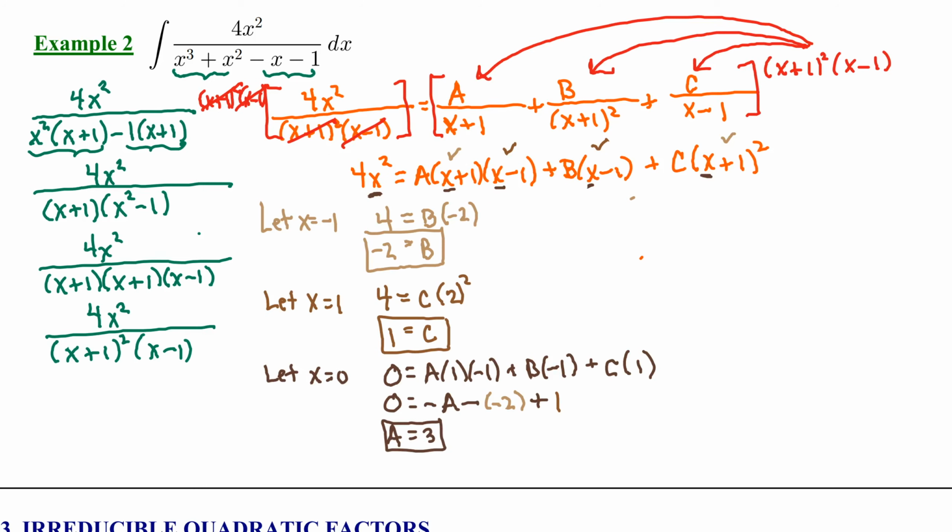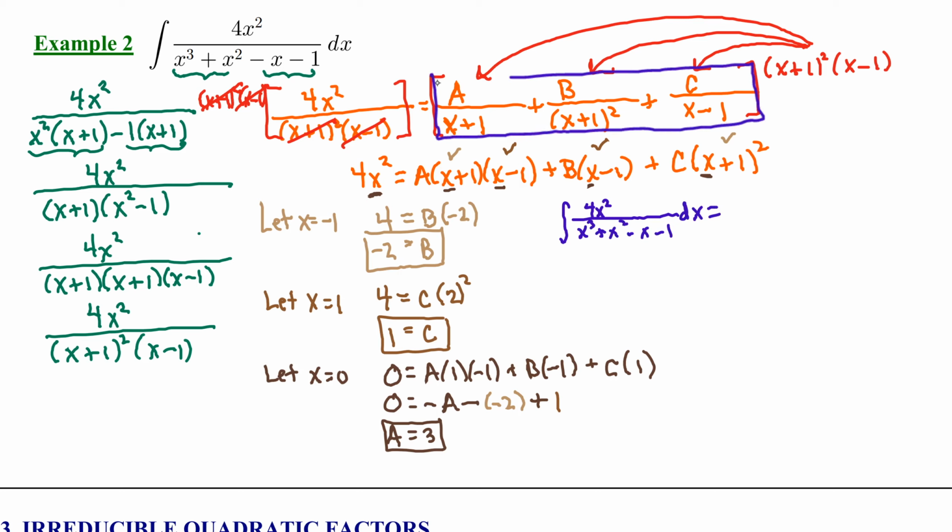Now we're ready to go back and integrate. We have properly prepared our integrand, simplifying it with algebra. Now we're ready to apply some calculus. So the original problem was the integral of 4x squared over x cubed plus x squared minus x minus 1 dx. But we're going to separate that integrand according to this model. So we found out that a equals 3. So we're going to write our first factor as 3 over x plus 1.